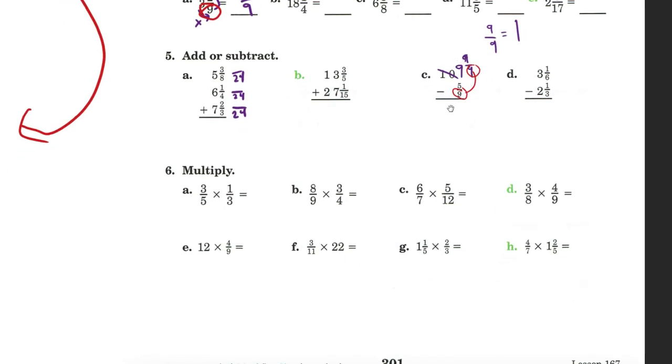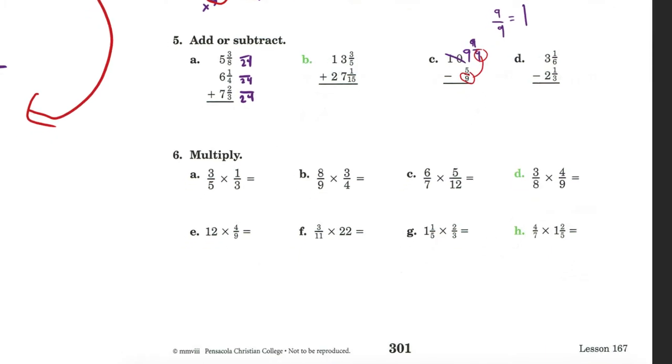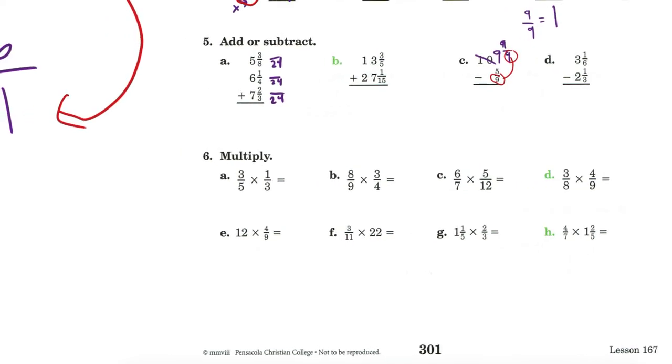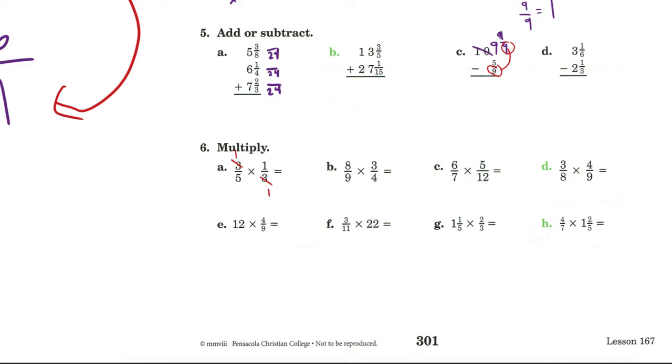All right, so then you would subtract this. So this would be 9 ninths minus 5 ninths. Okay, multiply, very easy. You just multiply across, but make sure you do cancellation first, right? Because 3 and 3 can go into 3, so I can simplify this by just putting 1. So you want to do cancellation first and then multiply across.